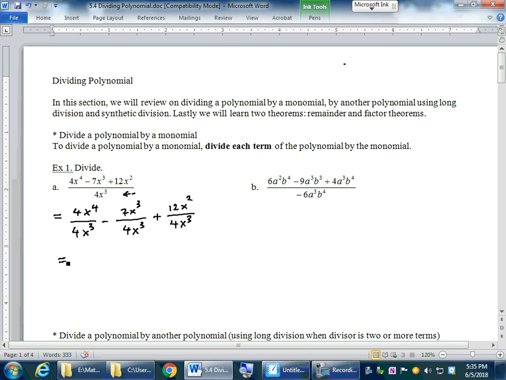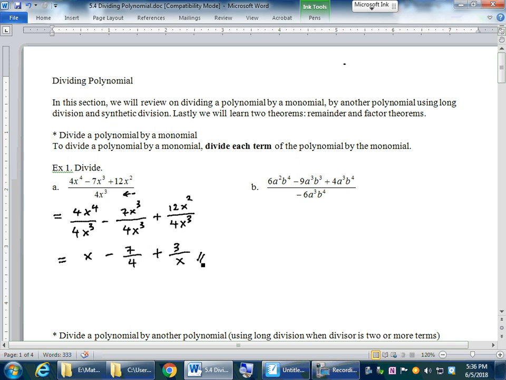When I reduce the first fraction, that will be left with x. The second fraction will become 7 over 4. And the last fraction will be 3 over x, because 4 goes into 12 3 times, and x squared and x to the third reduce to become x. And that will be my final answer. So very straightforward and simple.